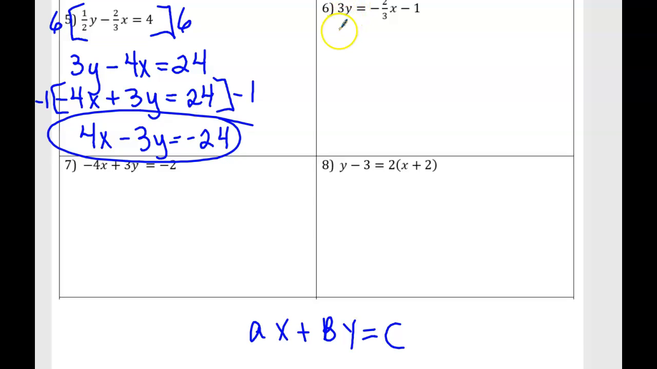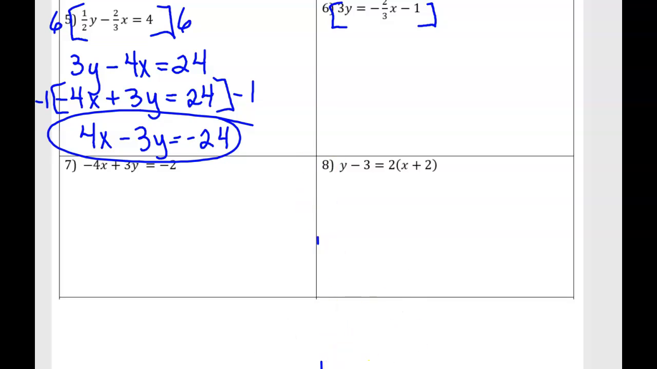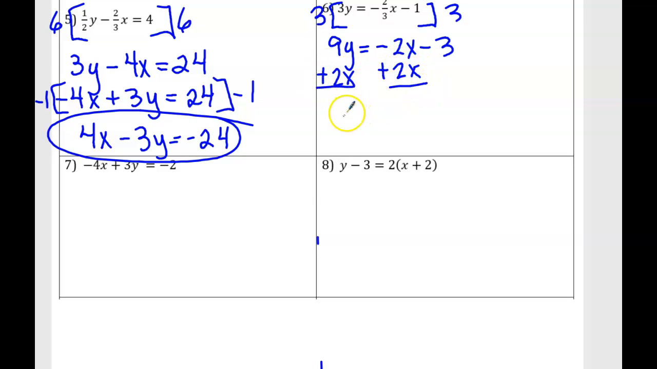I'm going to multiply, in the case of number 6, both sides by 3. Okay, my pen got kind of funky there again. All right, so if I multiply both sides by 3, okay, we end up with 9y is equal to negative 2x, and negative 1 times 3 is minus 3. Now I'm going to add 2x to both sides to get it into that standard form. So 2x plus 9y is equal to negative 3 would be my final answer.